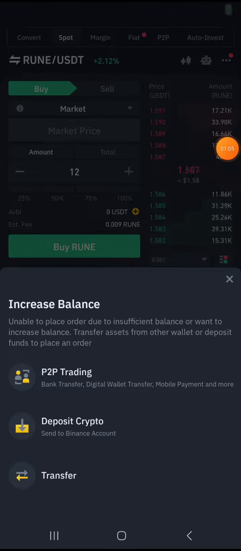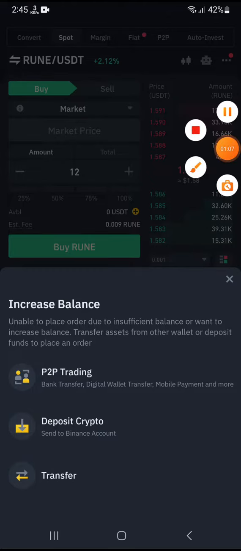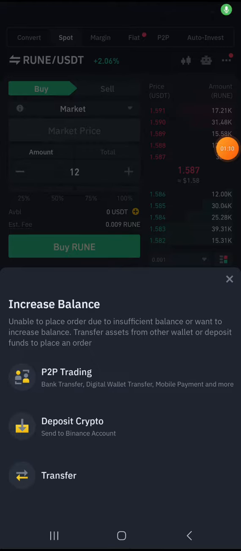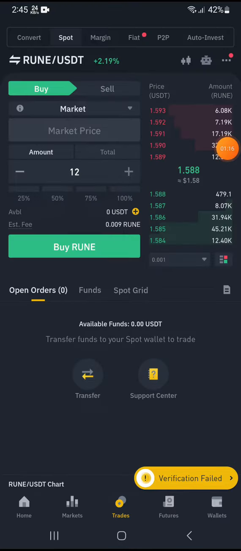I have no balance. If you want to buy this coin, first you deposit money in Binance and then you buy this coin. But today I will explain how to sell or buy on the market or limit option.